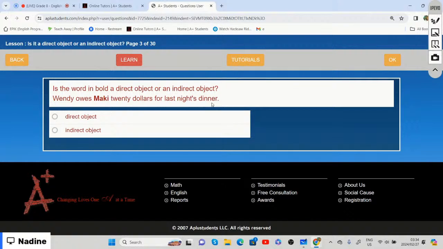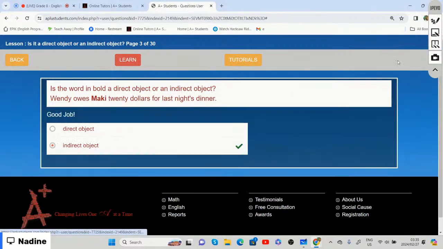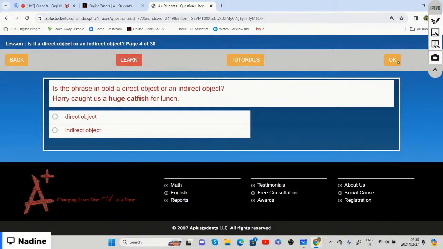All right, so when we say Wendy owes Maki $20 for last night's dinner, then we will say it's an indirect object because we said that the noun comes in between the verb, which is owes, as well as the direct object. So it was an indirect object.